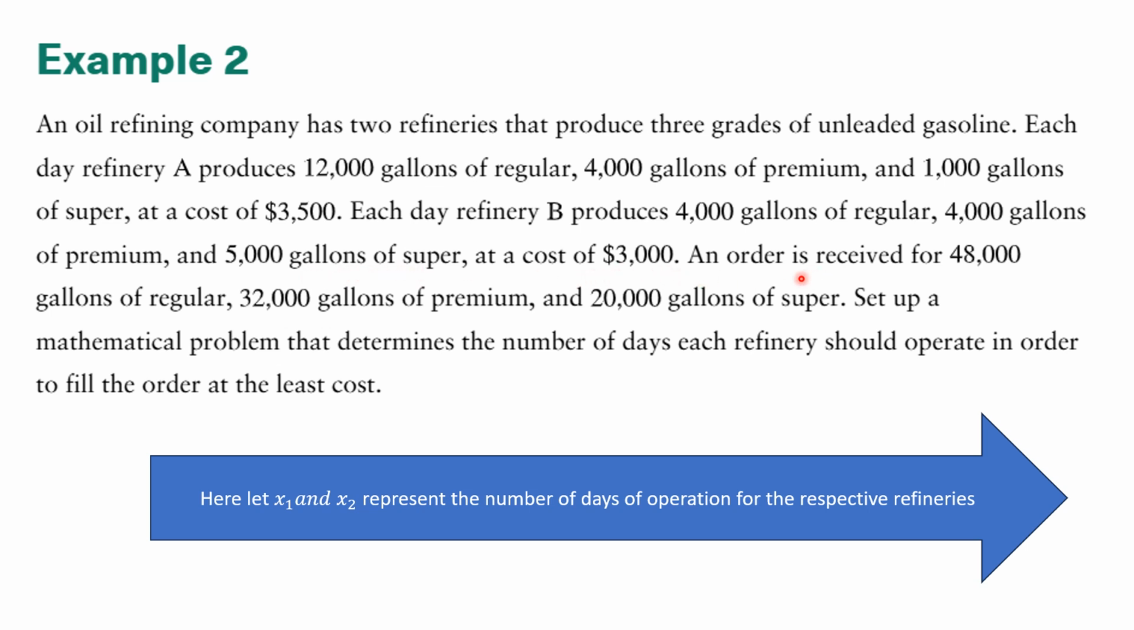An order is received for 4,800 gallons of regular, 3,200 gallons of premium, and 20,000 gallons of super. Set up a mathematical problem that determines the number of days each refinery should operate in order to fill the order at the least cost. This, of course, is a minimization problem. So here, we're going to let x1 and x2 represent the number of days of operations for the respective refineries.